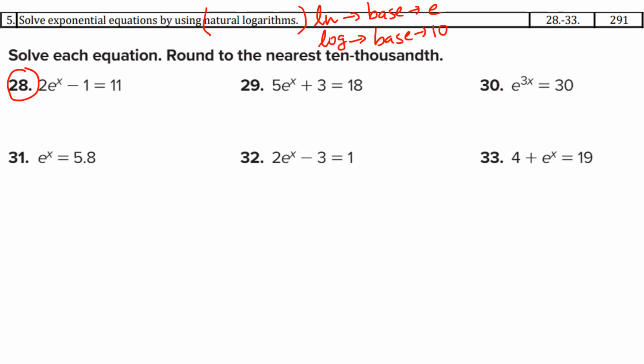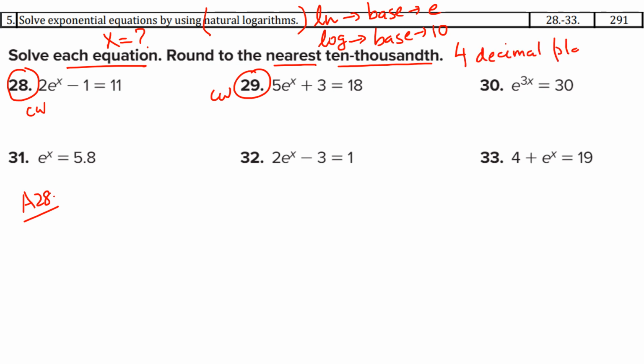Okay, so we'll be solving question 28. I'll pick up two questions here and one more. So 28 and 29 classwork, remaining you will do yourself and check. So let's do answer 28. Very simple. You need to solve for each equation, means you need the value of x, and additionally you need to round off to the nearest 10,000. 10,000 means how many zeros? 4 decimal places. Here you will get your answer in decimal, and that's why rounding off is necessary.